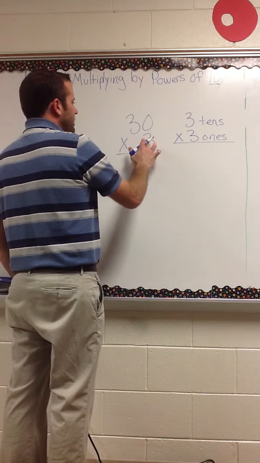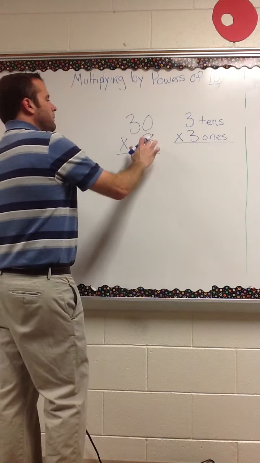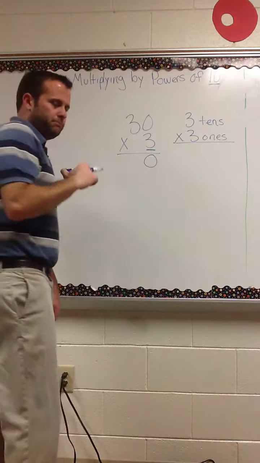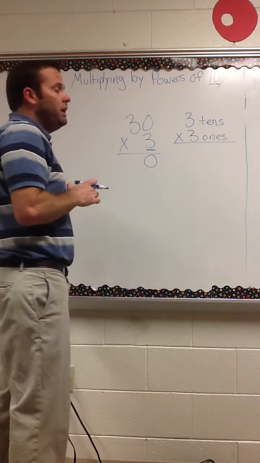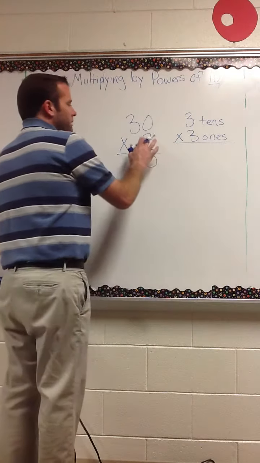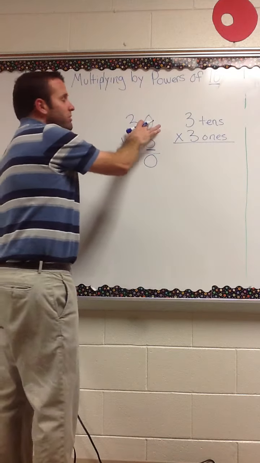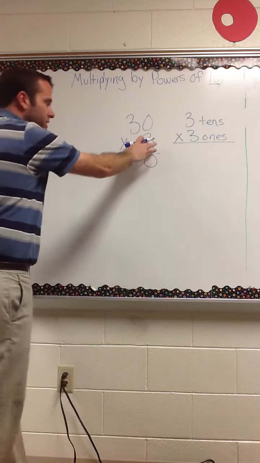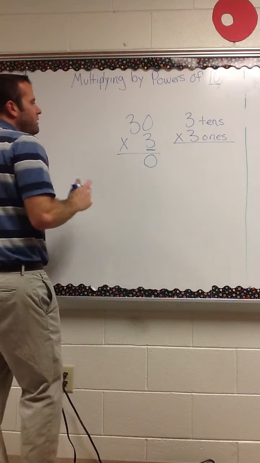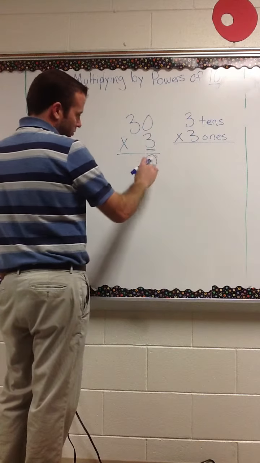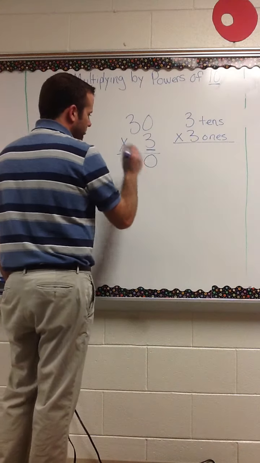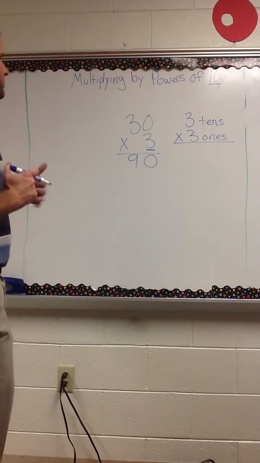So what I have is 3, and I start in the ones place. 3 ones times 0 ones is 0 because of the 0 property. Any number times 0 is 0. And after I have multiplied my bottom factor by the ones place in my top factor, I now multiply this same factor by the tens place in my top factor. So now what I have is 3 ones times 3 tens. Well, I know I already have my 0 ones marked, so now I just have 3 times 3. And since I know my multiplication facts, I know that's 9. So 30 times 3 is 90.